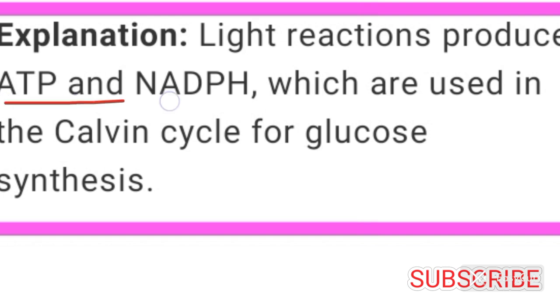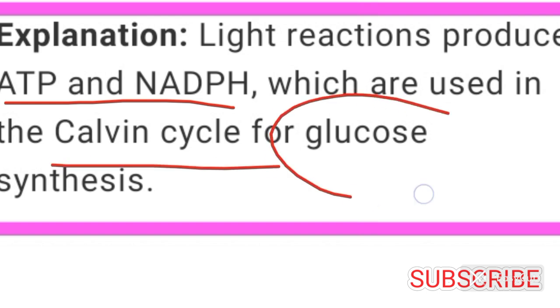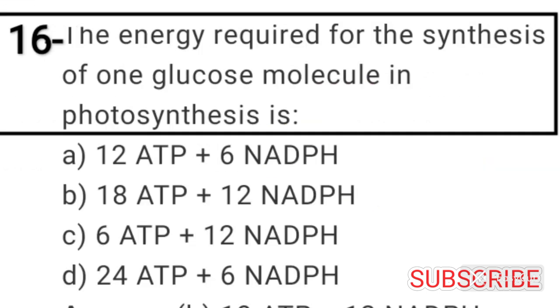देखिए लाइट रिएक्शन में ATP और NADPH प्रोड्यूस होंगी और ATP NADPH जो लाइट रिएक्शन में प्रोड्यूस हुई है वो यूज कहाँ होंगी? कैल्विन साइकिल में ग्लूकोज की सिंथेसिस करने में. नाउ कम टू क्वेश्चन नंबर 16.